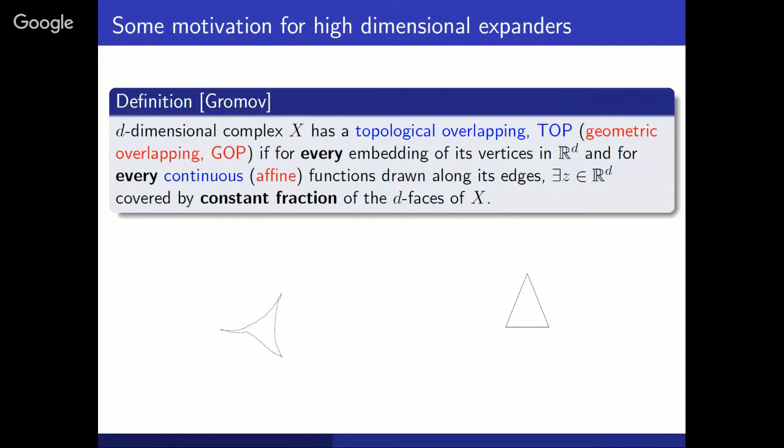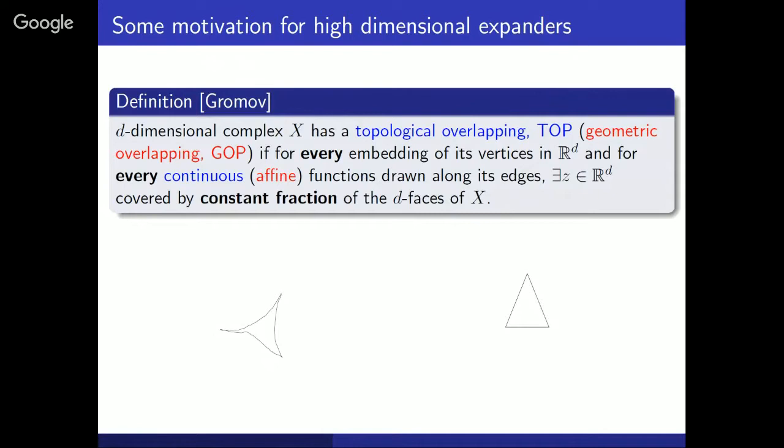So we put the vertices, we draw the lines, either we draw straight lines and then we'll call it geometric overlapping, or we are allowed to draw any kind of continuous lines, like in this weird triangle, and then we will call it topological overlapping. And we are interested if for every embedding, there is a point in R^d that is covered by a constant fraction of the simplices. So he was interested to understand which complexes have this topological overlapping property.